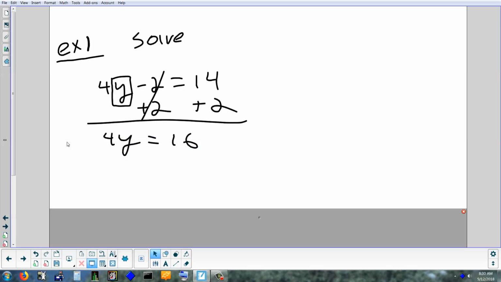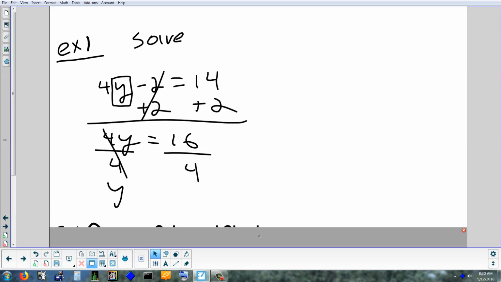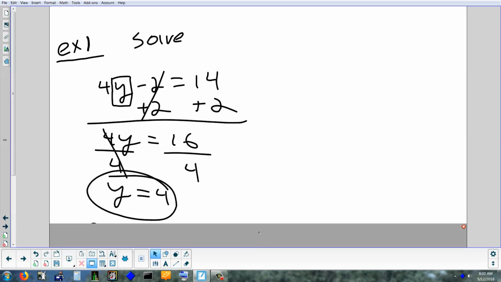Division or multiplication. Is there any multiplication or division you can do here to get rid of that 4? You can do division, you can just divide. Okay, by 4. Perfect. So now we get y equals. And what's 16 divided by 4? Savannah? 4.